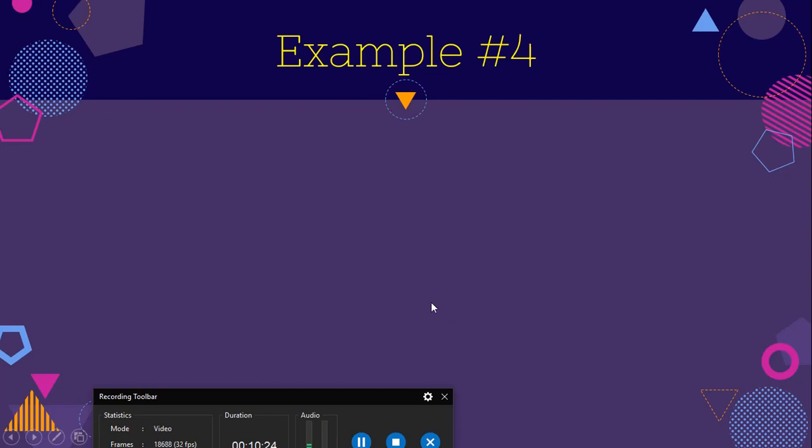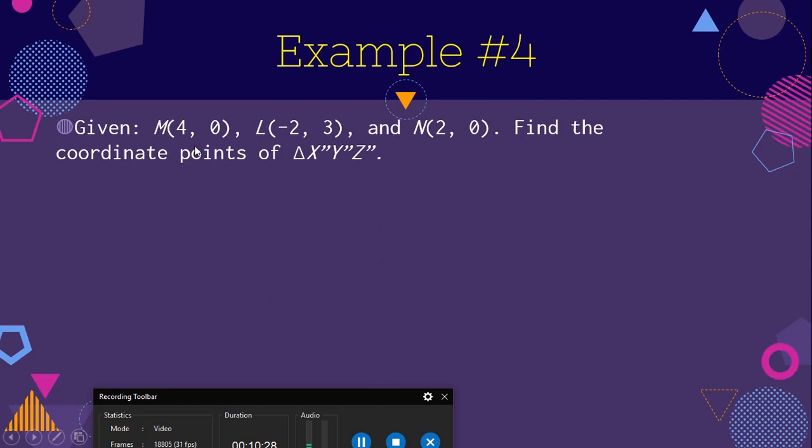In our fourth example, I'm going to ask you to make a few changes on your notes. We're given a triangle MLN. We're going to find the value of triangle X double prime, Y double prime, and Z double prime. So this is a little different than what we're used to. We're not graphing in this case. Sometimes graphing is not required.